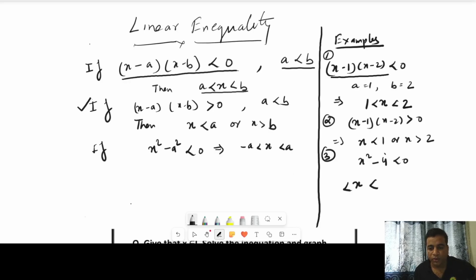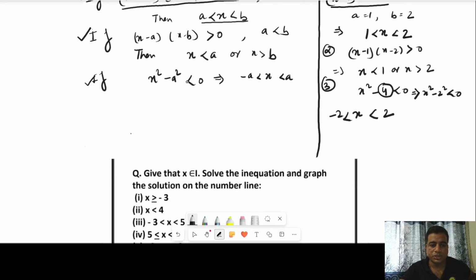So here 4 means 2 square. So let's put it in this form: x square minus a square is less than 0. So it becomes x square minus 2 square is less than 0. After comparing this inequality, a becomes 2. So x lies between minus a and a. It's the basic application of this inequality concept. Now I'm taking some questions.